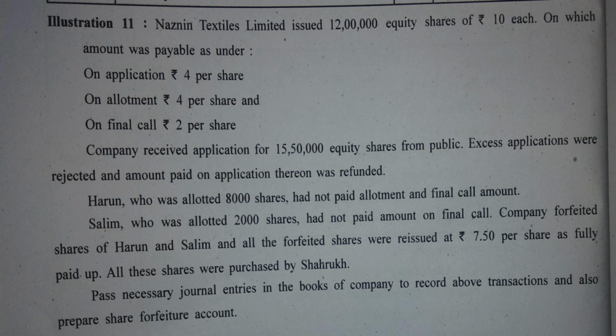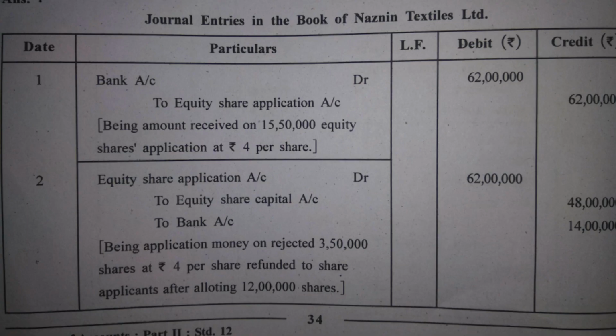So I hope the question is clear by now. The very first thing that you are supposed to do is to prepare the format of journal and give a proper heading. Journal entries in the books of Nazneen Textiles Limited. Yes, this is the format: date, particulars, LF, debit, credit.